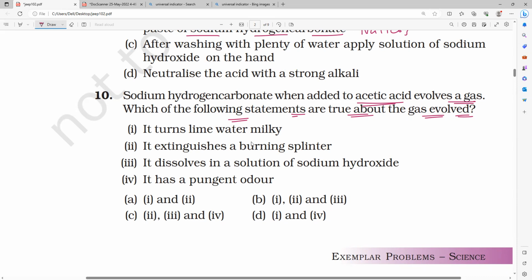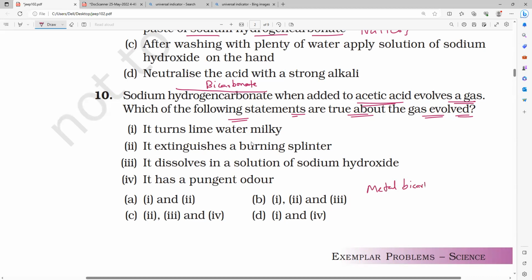First of all, you tell me, there is a standard equation. When acids react with a metal hydrogen carbonate, what products will we get? Anybody can tell me? Metal hydrogen carbonate, also called bicarbonate. So, what is the standard equation? That you tell me first. Salt plus carbon dioxide plus water.